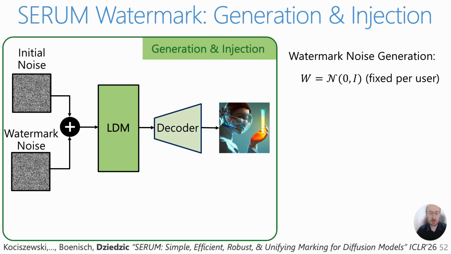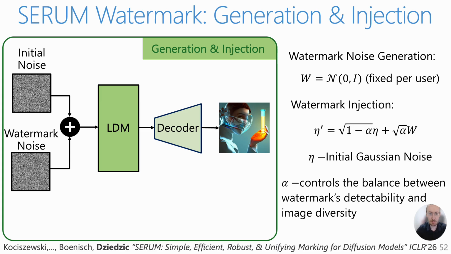Now the injection of SERUM is relatively simple. We set the watermark noise W once per user to values drawn from a normal unit distribution. You can also set this initial watermark noise W per given model. Then we inject the watermark noise W in the latent space by substituting eta, the initial diffusion noise, with eta prime. Eta is drawn from the normal unit distribution every time an image is generated. So eta is always random for any generation, whereas we keep the watermark noise fixed.